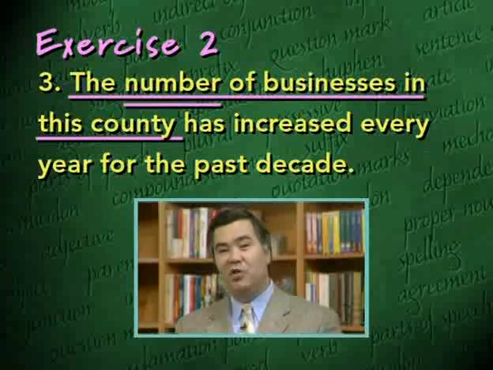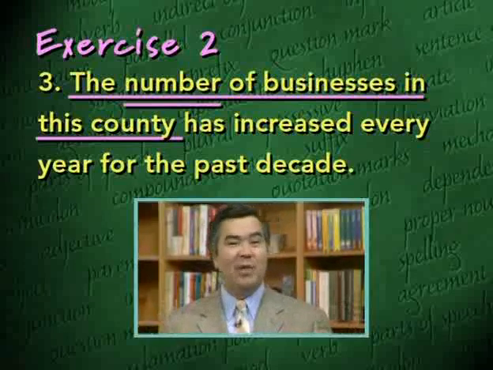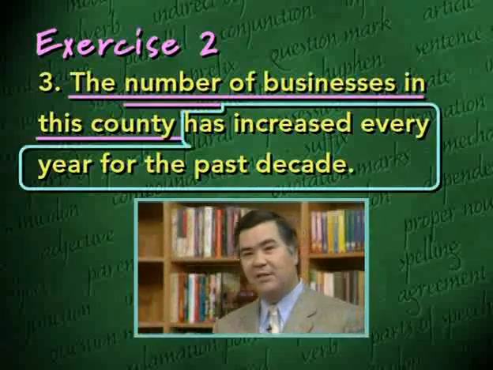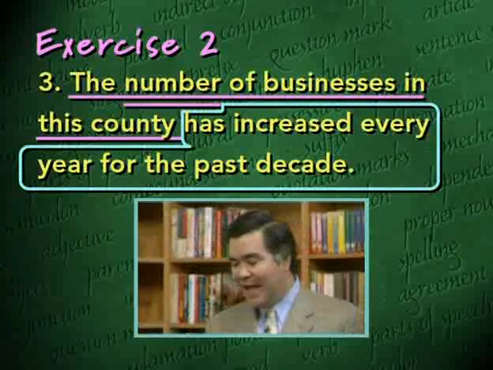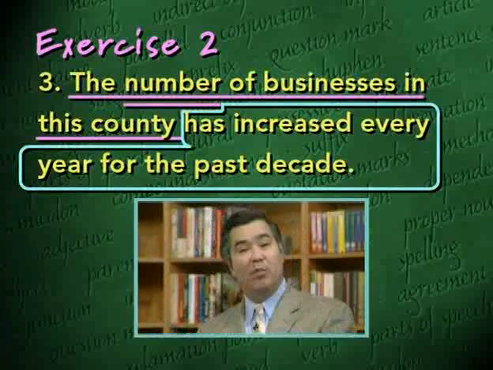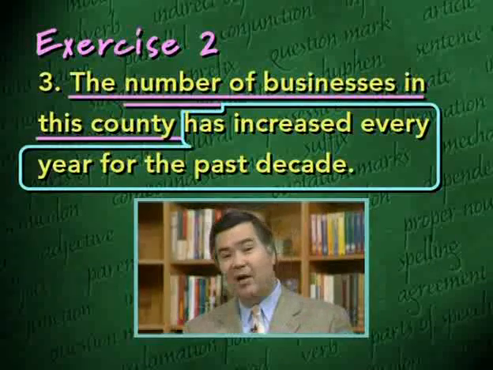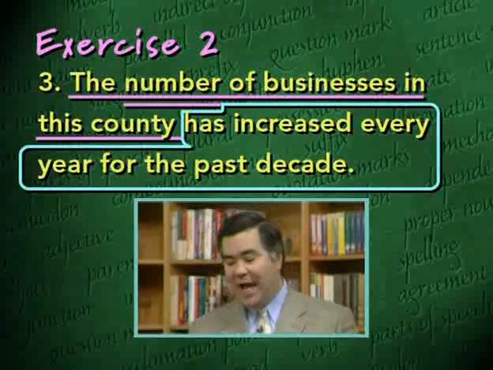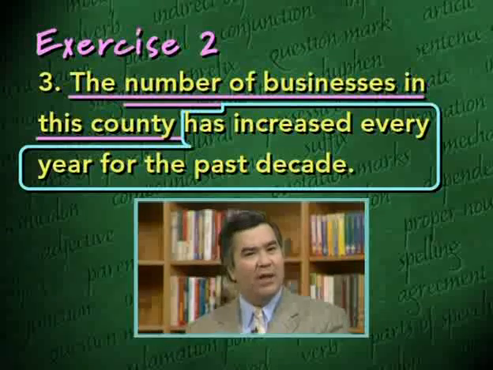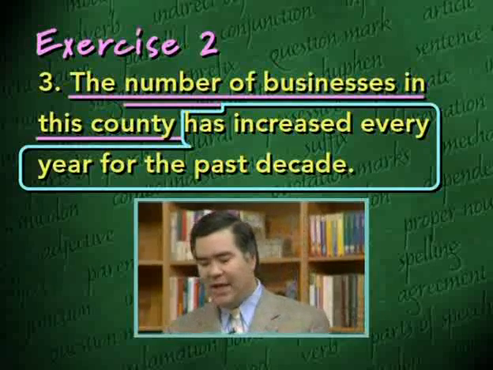One way to tell for sure is that that word, that simple subject, is the word that is most directly connected to the predicate. Let's look at the predicate. The predicate is the rest of the sentence, which says, has increased every year for the past decade. Now remember, the predicate tells us what the subject of the sentence does. Now, looking at this sentence, what has increased every year for the past decade? In other words, what does the predicate refer to?